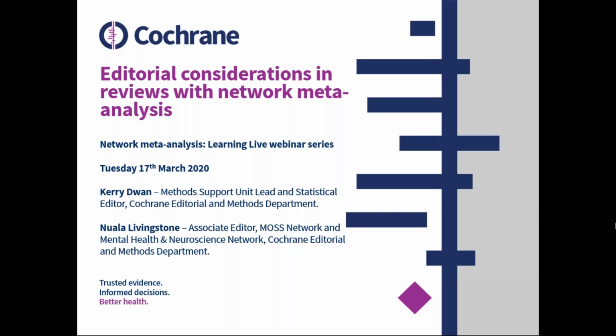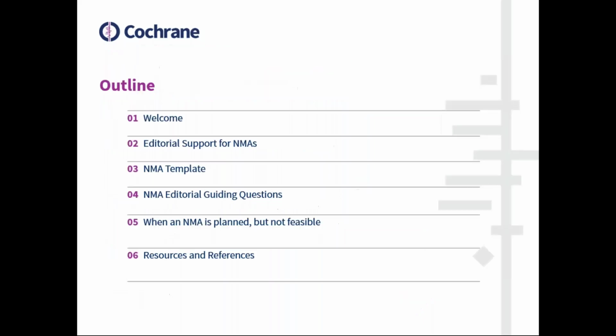I'm going to be discussing editorial considerations in reviews that include network meta-analysis. So I'm going to go through what editorial support is available for reviews of network meta-analysis, and then I'm going to touch on the protocol template that some of you may be aware of. And we've come up with some editorial guiding questions for reviews with network meta-analysis. And then we're going to talk about when a network meta-analysis is planned but not feasible, and then show some resources and references that we think could be useful.